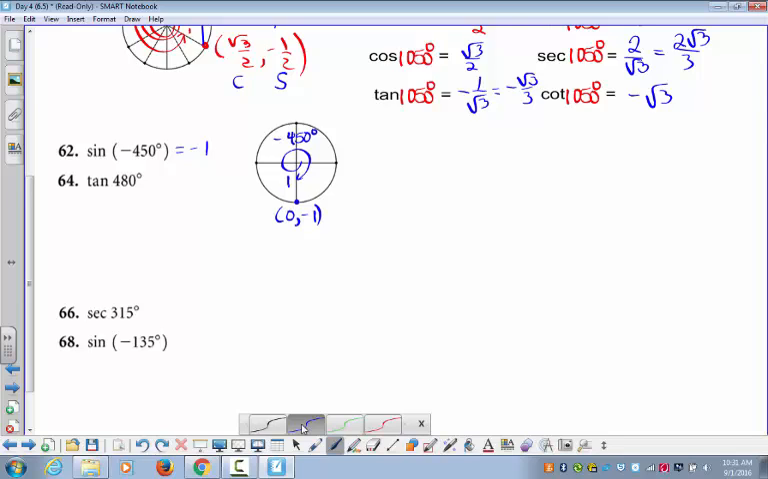So we find our location on the unit circle. The sine value is the y-coordinate. The cosine value is the x-coordinate. We're on a unit circle. Tan of 480. Multiple of 30, multiple of 45, multiple of 90.